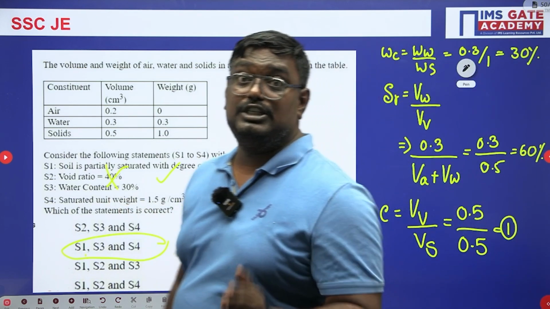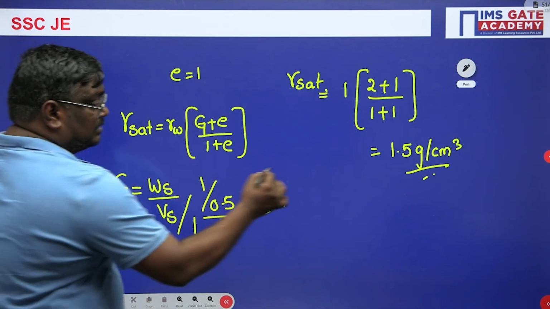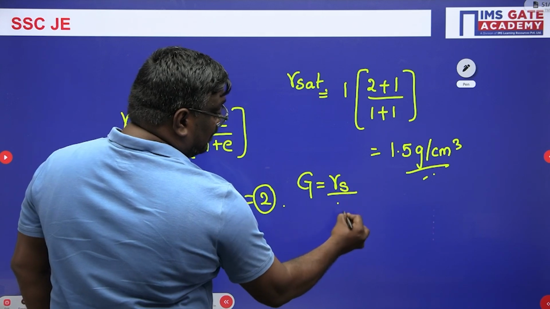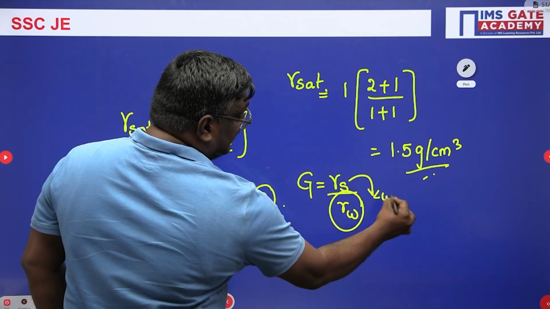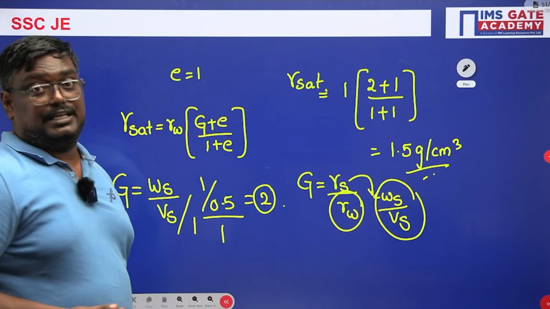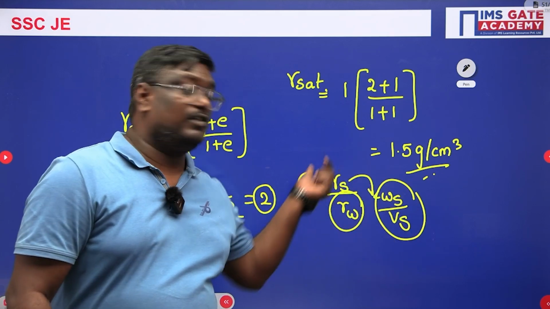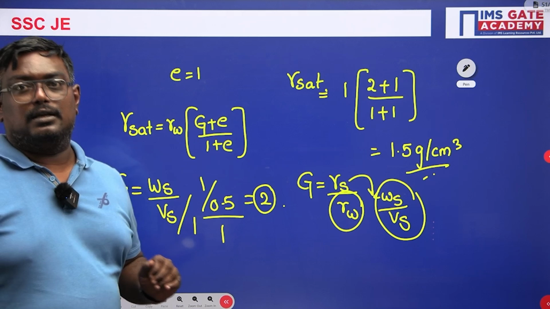Gamma W into G plus E upon 1 plus E. The beautiful thing here you have to understand: true specific gravity is defined as gamma S by gamma W, and you know gamma W is 1 gram per cc. Gamma S can again be written as weight of solids by volume of solids. If they have not given G, how to solve? You should know weight of solids by volume of solids. Through that we have calculated G, and we got a value of 2. I hope you are clear.